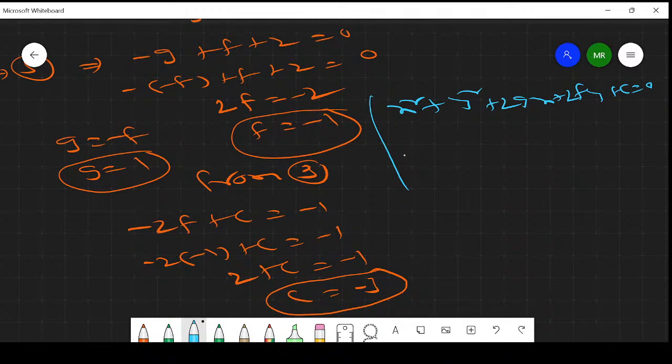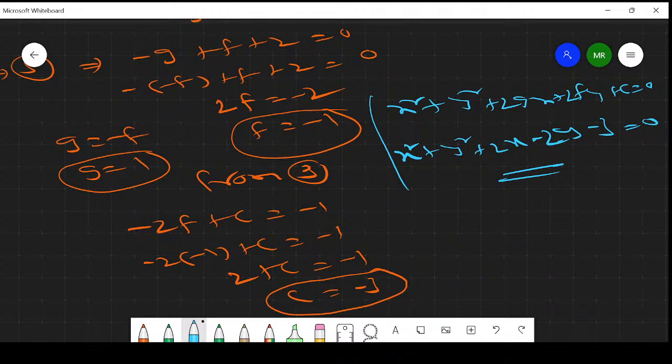Substitute the values now. x square plus y square. What is the g value? 1, that is 2x. The f value we have is minus 1, so 2 into minus 1 is minus 2y. The c value we have is minus 3. So the equation of the required circle is x square plus y square plus 2x minus 2y minus 3 equal to 0.